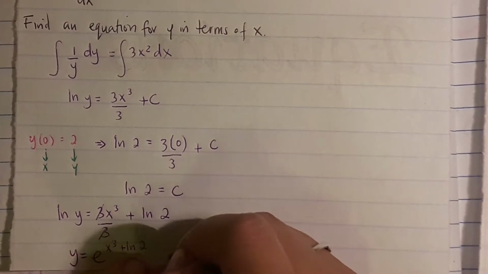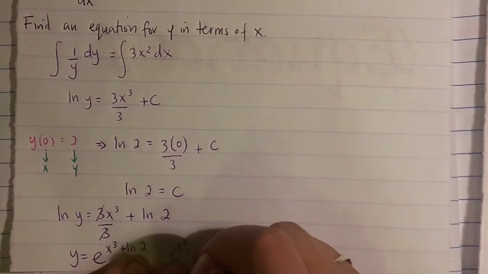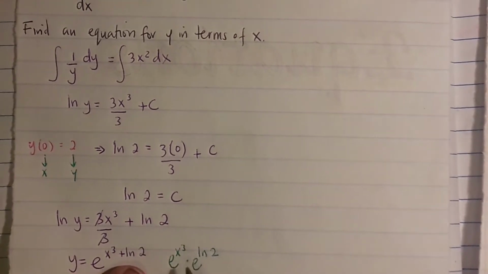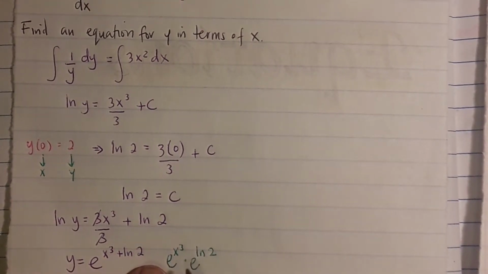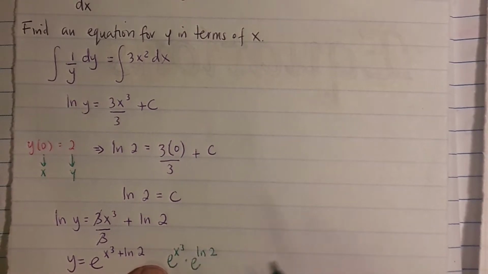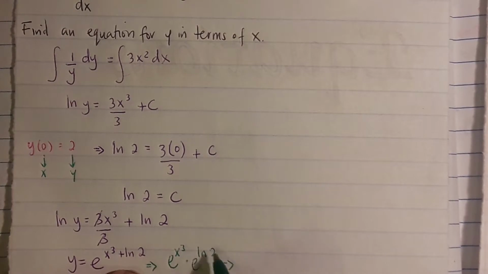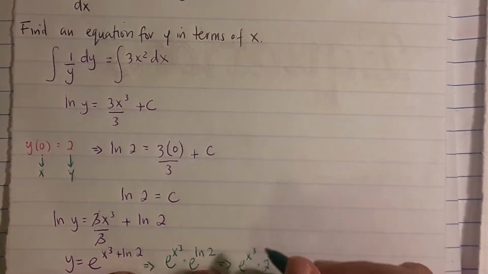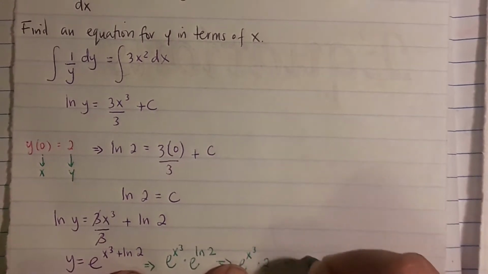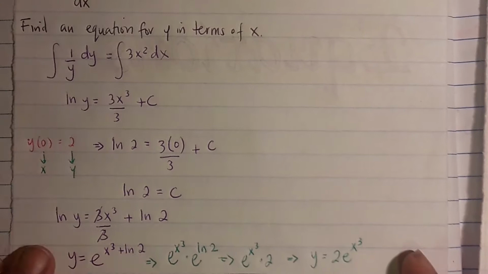I don't know if you remember this, but the properties say that when you're adding exponents, you can separate them through multiplication. So it's going to be e to the x cubed times e to the log of 2. Once you have that, e and log are opposites of one another, so they cancel out, just leaving the 2. So it's going to be e to the x cubed times 2, which, rewriting the 2 in the front, y equals 2e to the x cubed. All right, so it's pretty easy. Separation of variables is really easy.